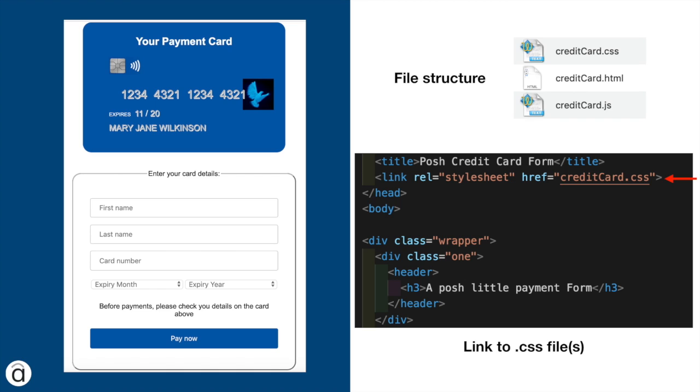At the top, on the right-hand side, you can see my file structure. So I had a folder with 3 files. There was creditcard.html, which is what you see on the left-hand side, creditcard.css, which is all the CSS code that's going to create the colors and all that stuff. And there's a creditcard.js. No need to worry about that one at the moment. That's JavaScript.